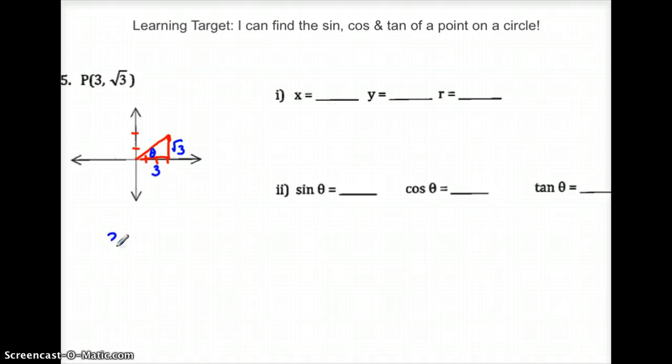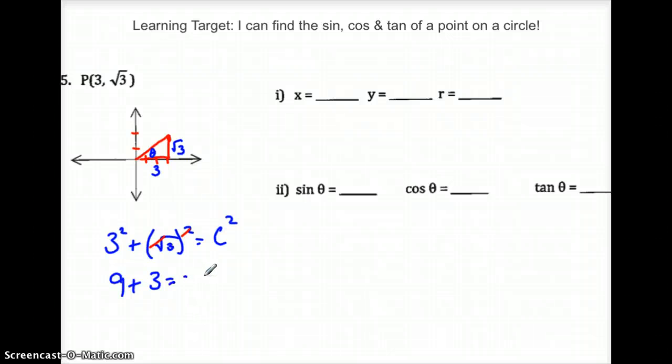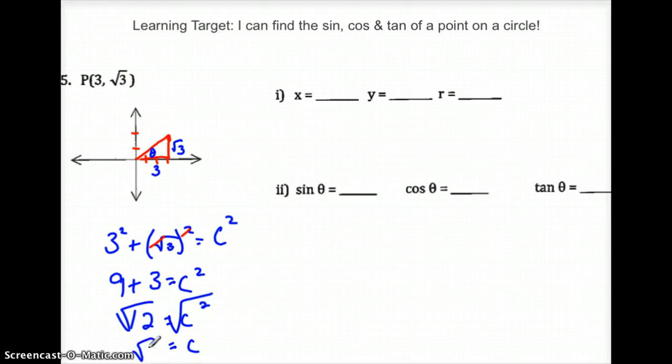So using Pythagorean theorem, 3 squared plus square root of 3 squared will give me c squared. So 9 plus, hey, you know what happens here? A square and a square root just cancel. So it's simply 9 plus 3 equals c squared. So 12 equals c squared, so I gotta take the square root. C equals square root of 12.